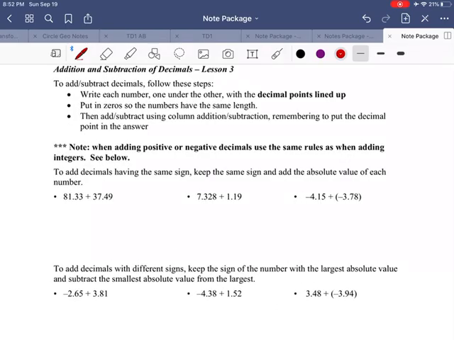Okay, here's lesson 3, addition and subtraction of decimals. To add or subtract decimals, you have to follow these steps. You first have to line the decimal points up. All right, if you don't have that, you are going to be messed up.